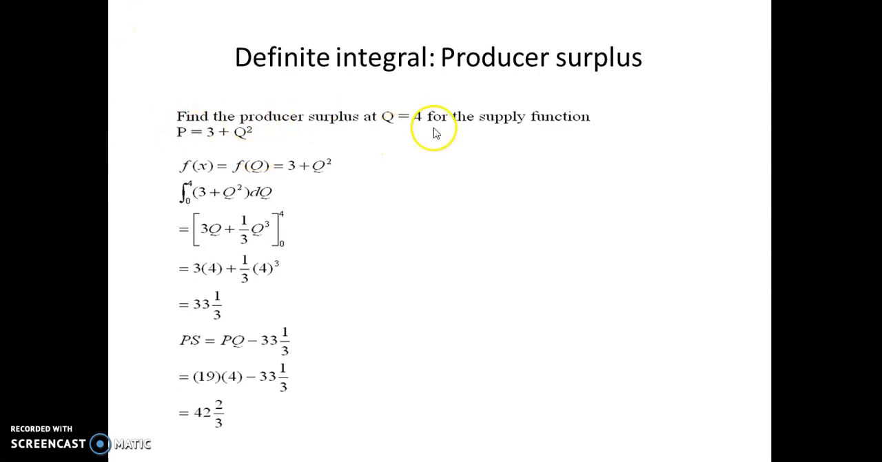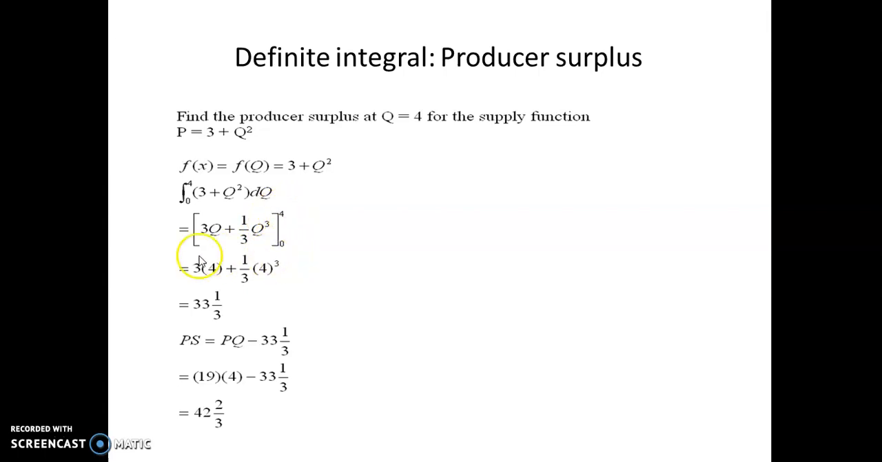So here's an example where you have a nonlinear function, and your q is equal to 4, and here is your supply function. So first integrate this function, your supply function 3 plus q squared, between the limits of q equal to 0 and q equal to 4. So I first integrate that. This is simply going to be 3q, and this is going to be 2 plus 1 is 3. So therefore, I have 1 over 3 times 1, and that's simply 1 over 3. So I've got a third q cubed, and I evaluate it at my lower and upper limit.